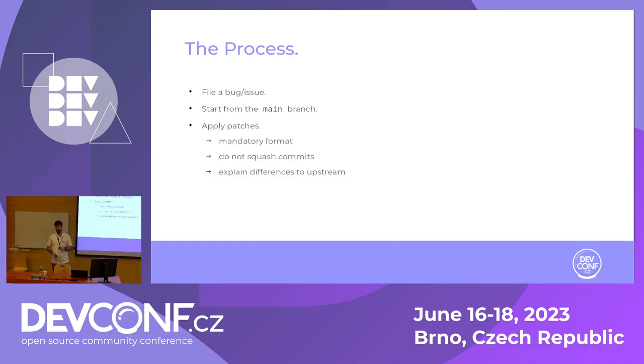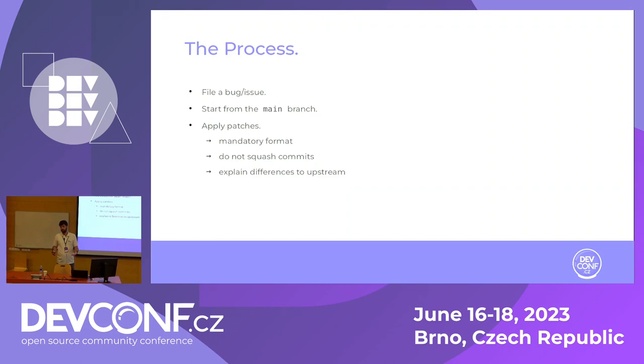Now, let's stop at that. And now this is the first thing about the processes. The commit messages have a mandatory format. I will explain it in the next slide. So it's not like a free-form commit message. That's the first thing. Second thing, apply upstream commits one to one. One upstream commit is one CentOS Stream commit. Do not squash commits together.